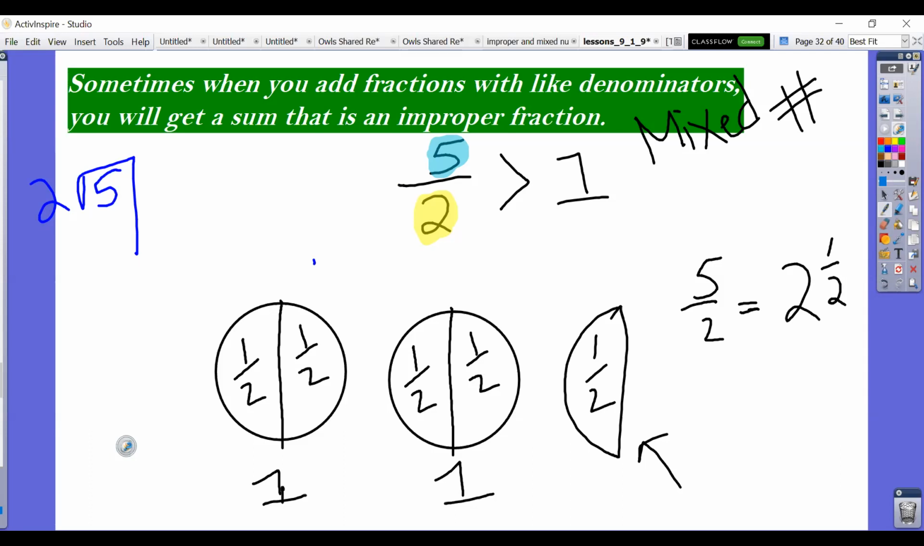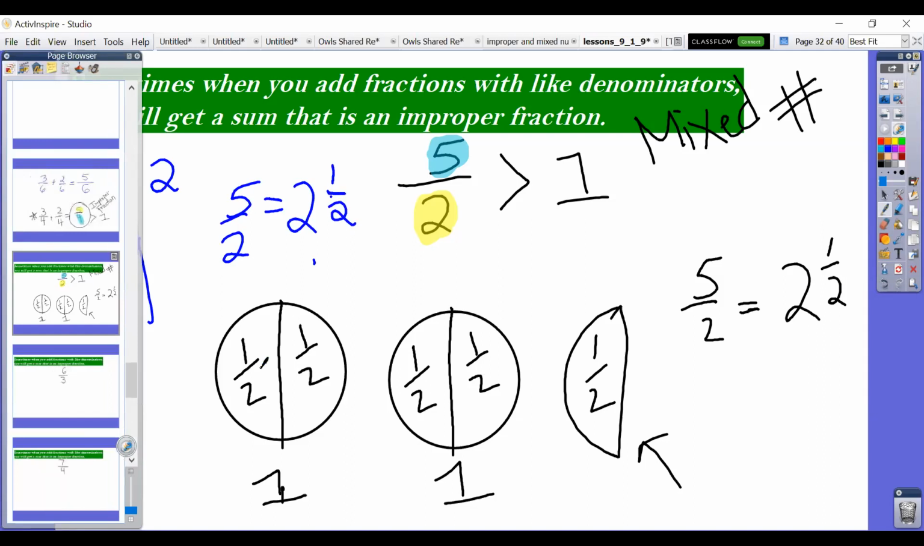How many groups of 2 can I pull out of 5? Well, I can pull out 2 groups of 2. 2 times 2 gives me 4, and I'm left with 1 left over, right? So you could represent 5/2 as, how many times does the denominator go into the numerator? Well, 2 goes into 5 twice, right? And I will have 2 times 2 gives me 4. I'll have 1 left over, and my denominator stays the same. So that's another way that you can solve this as well, is by using division.